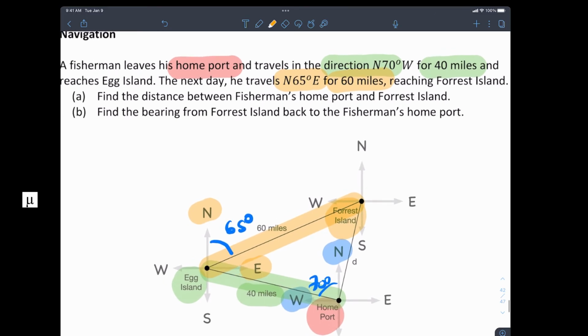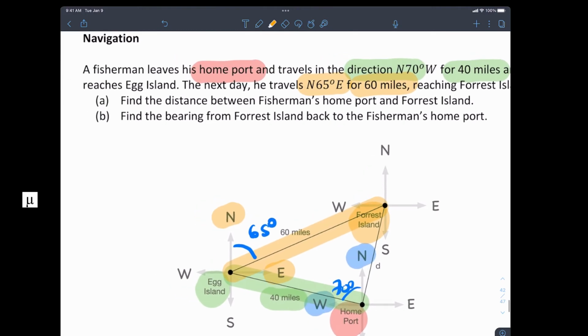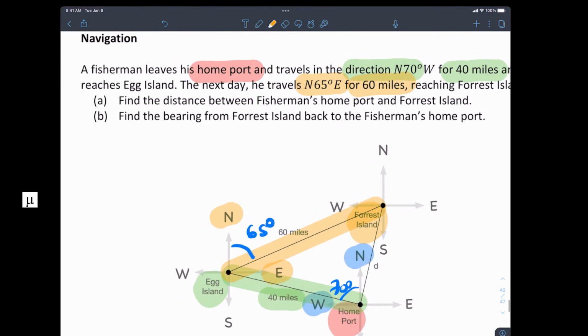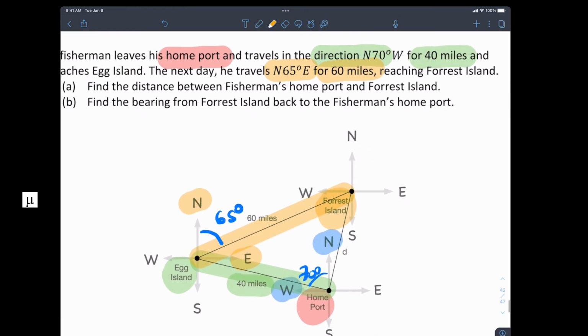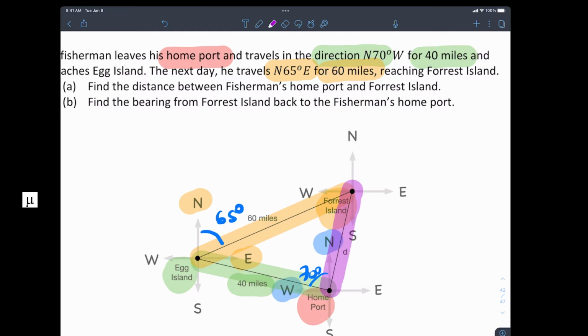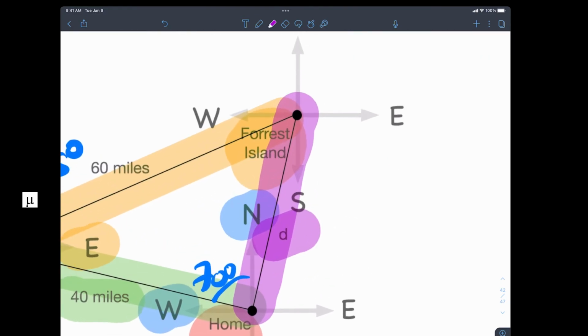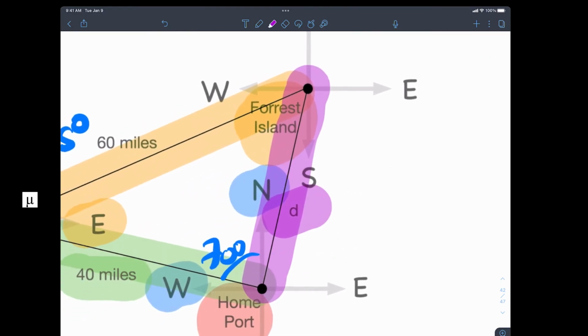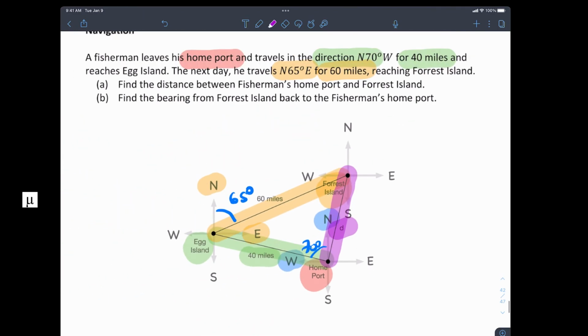Now what are they saying? Find the distance between the fisherman's home port and Forest Island. Oh, they're asking me for what? This distance is going to be what? D. Forest Port and what? Home Island. What's that distance?